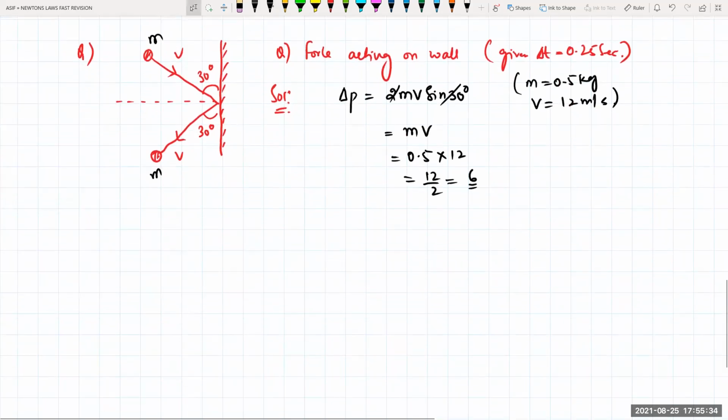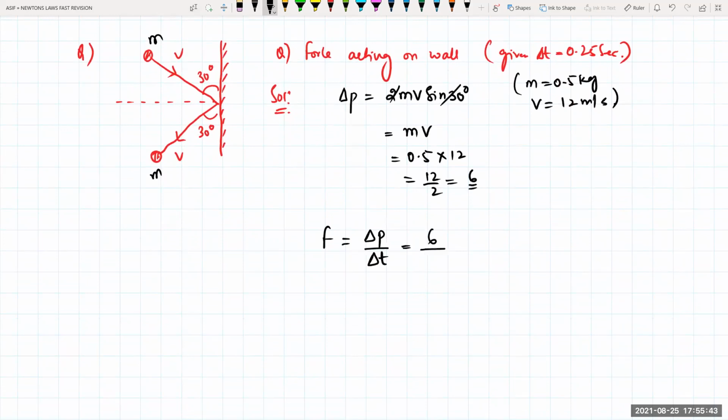If the change in momentum is 6, what is the force when you know the momentum? By Newton's second law, F is equal to delta P by delta T. Delta P is 6, for how much time? 0.25 seconds. So 0.25 seconds means this becomes 600 divided by 25, and that will be equal to 24.